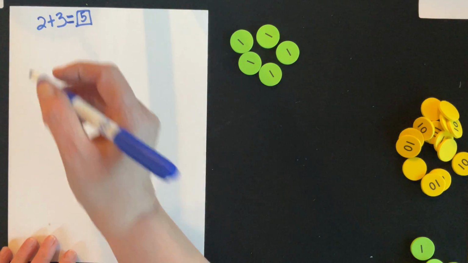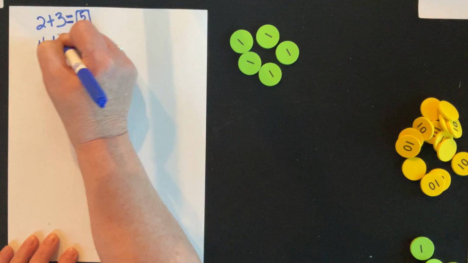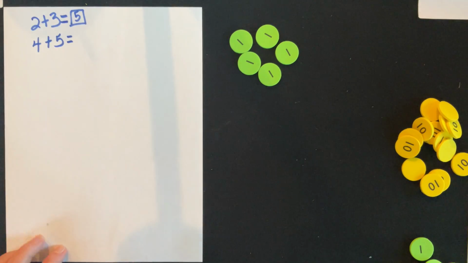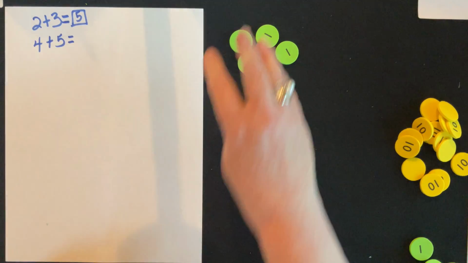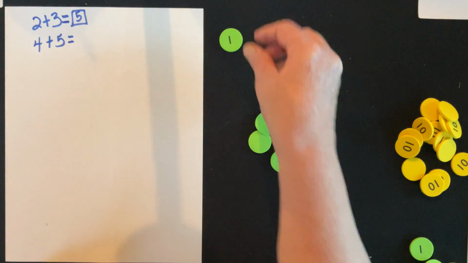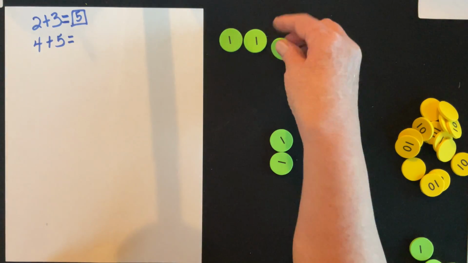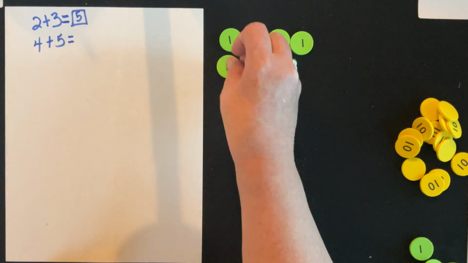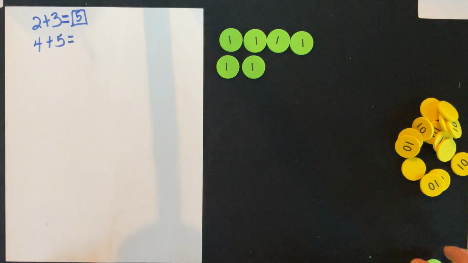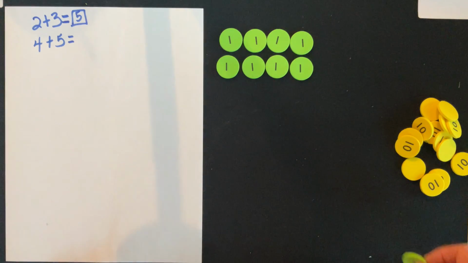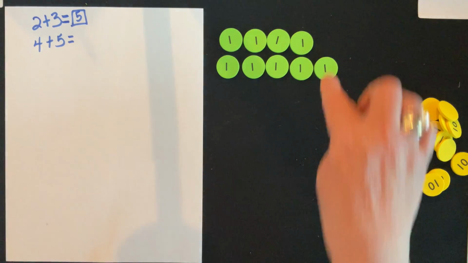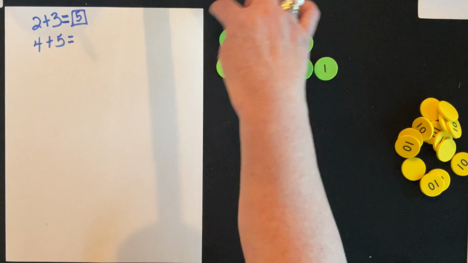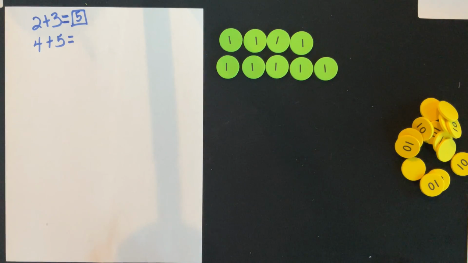Okay, let's try another one. 4 plus 5. Of course, I'm going to consistently encourage kids by me modeling the 10 frame. 4 plus 5. And notice what's happening here. I'm going to build that 10 frame where I can see that 1 is missing to make a bundle of 10 or 10 ones.